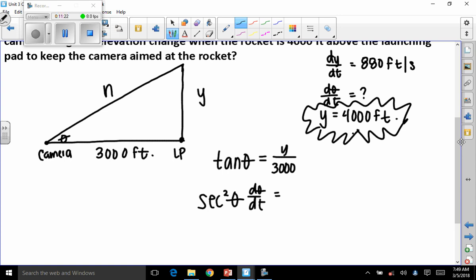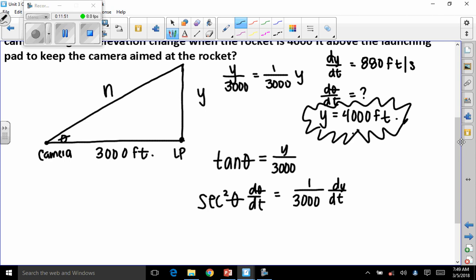Okay? So, y over 3,000, I'll write it on here so you can see it too, is the same thing as 1/3,000th y. It's just a linear function. Okay? So what's the derivative of y over 3,000? 1 over 3,000 dy dt. Okay? So you can do it.